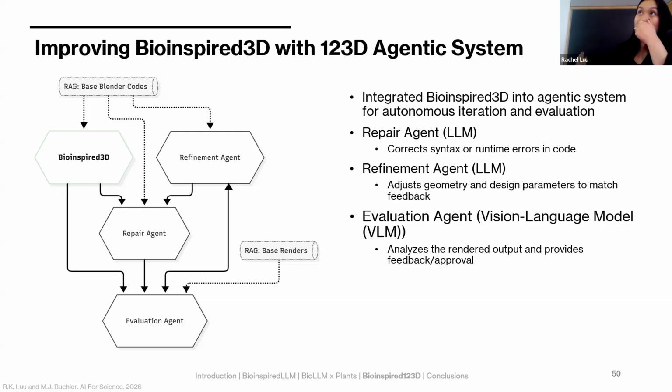A vision language model is essentially an LLM, but it also takes in image tokens and inputs. The main role of the evaluation agent is to look at the rendered output, which, because we're using Blender, is really seamless. You just have the JPEG of the photo of the object, and we'll have that evaluation agent come in and give any feedback, rate, and approve the final model.